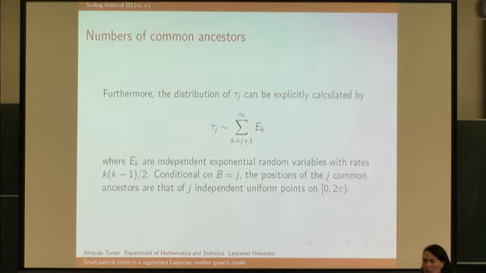And then just importing the results about Kingman's coalescent, we explicitly know what the distribution of tau j is. It has the same distribution as the tail of a sum of independent exponential random variables with rates k choose 2. And furthermore, conditional on having exactly j common ancestors, we might want to know the distribution of ancestors on the unit disk? Well, it's exactly the position of j independent uniform points on 0 up to 2 pi.